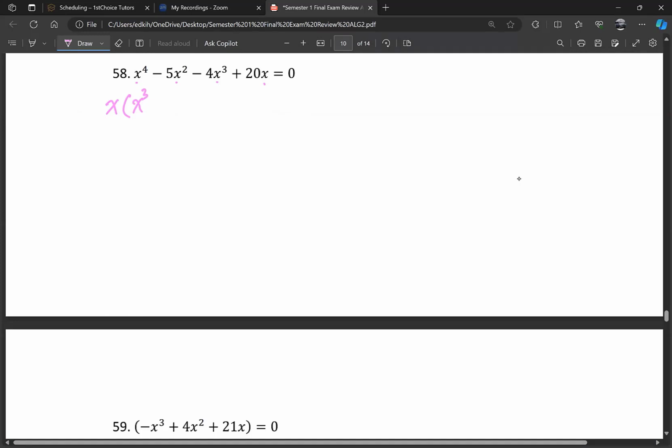Ooh, it's actually out of order. So first things first, this thing is out of order. It's not in standard form, so be careful. So I'm going to bring this guy here, and then this guy's going to come over here.